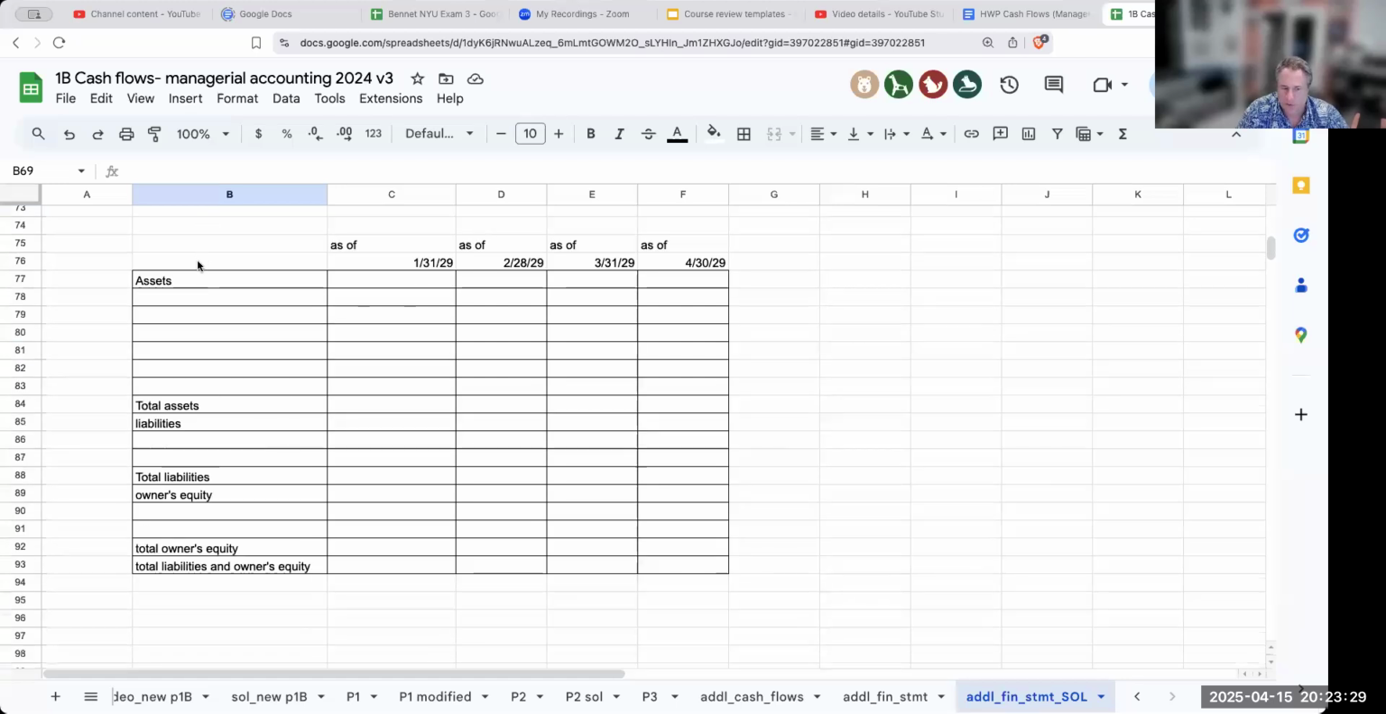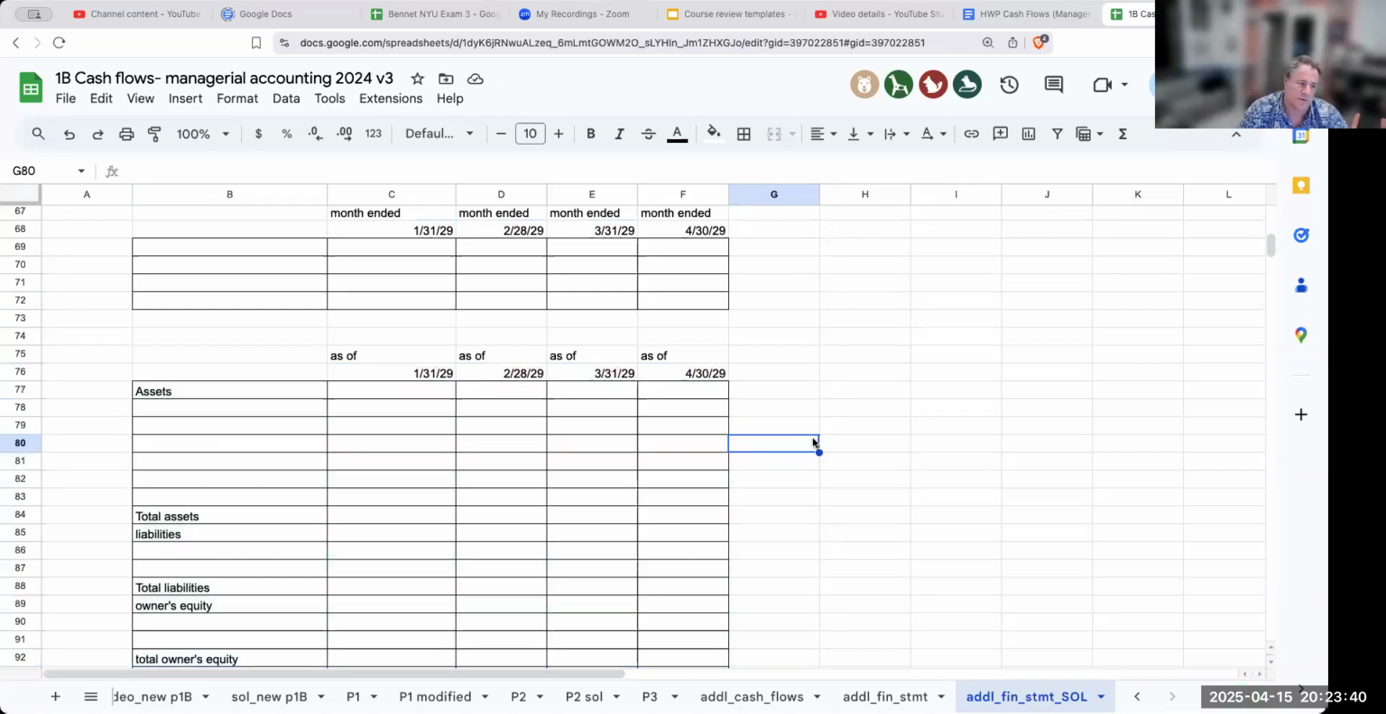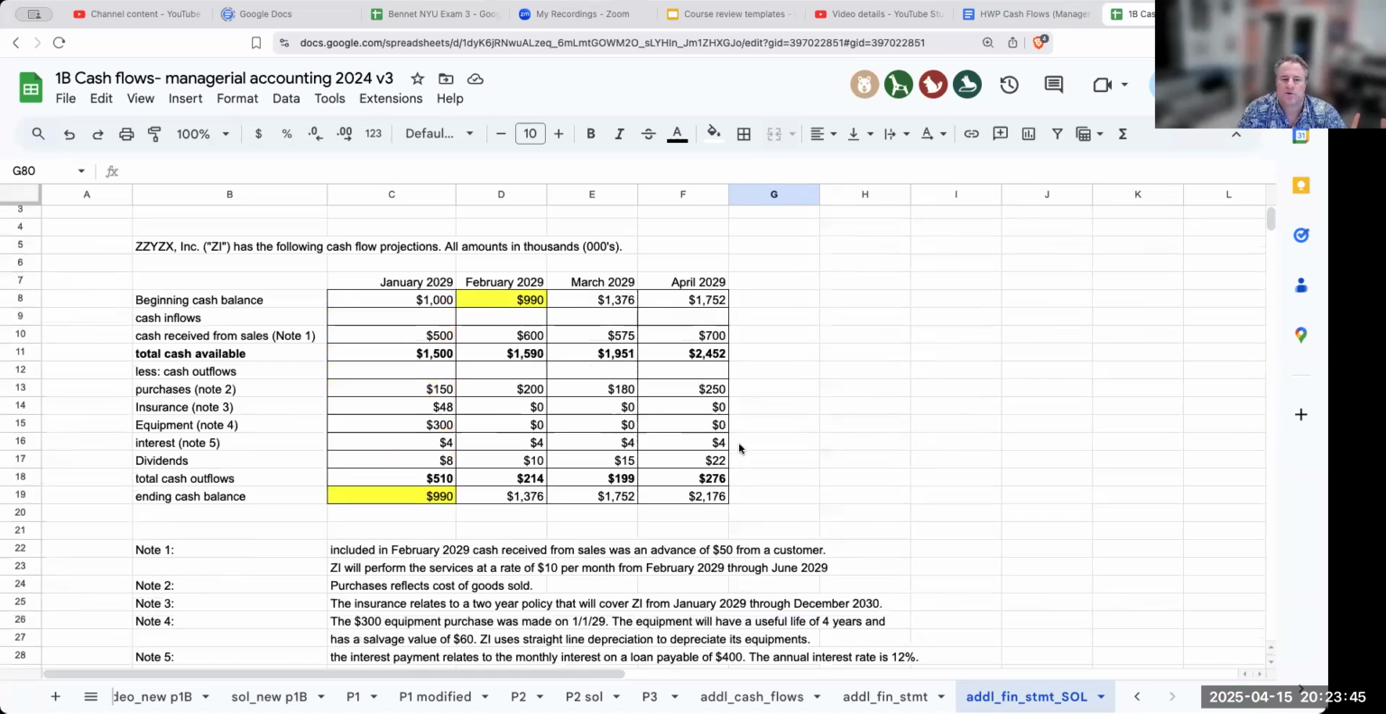Again, for the balance sheet, I will give you this kind of filter, but it's also going to be an unclassified balance sheet. What does that mean? It means we're not going to have to worry about classifying assets as current or non-current, as well as liabilities. So let's go ahead and take a look at this particular question.